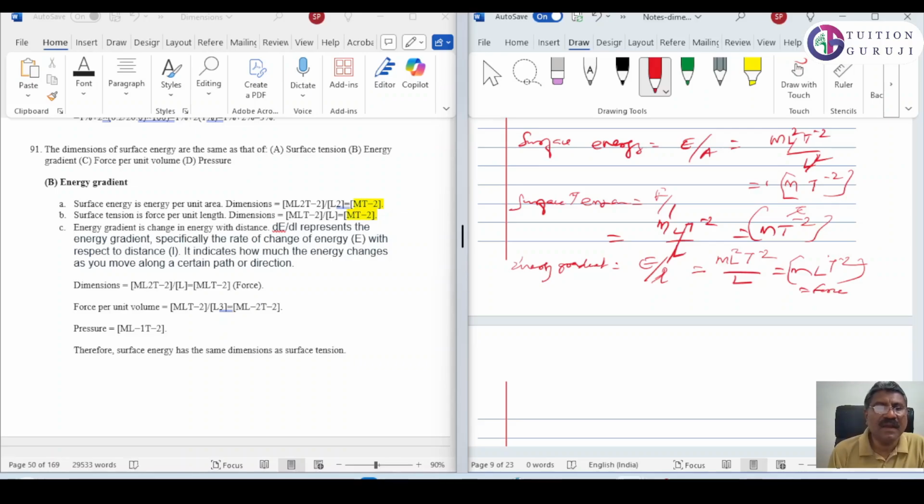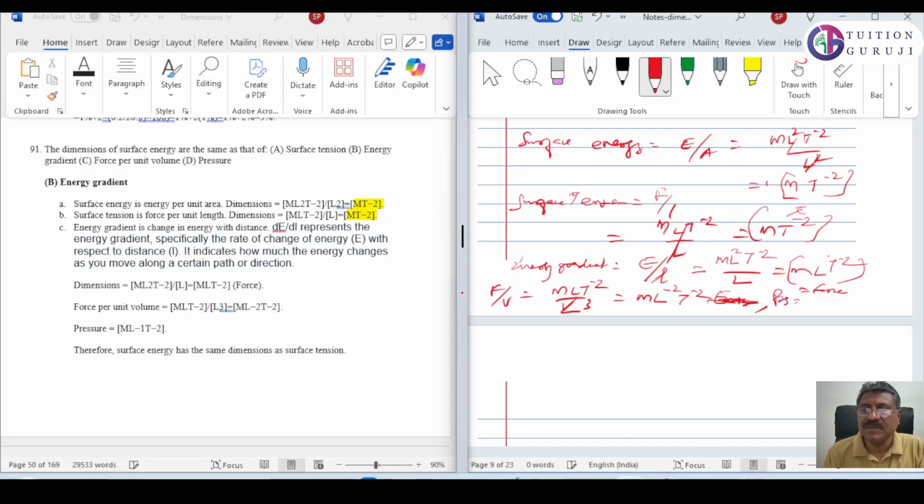Then we have force per unit volume. Force is M L T raised to minus 2 divided by volume, which is L cube. So what we will get is M L raised to minus 2 T raised to minus 2. It is actually energy. Sorry, it is not energy. Energy is M L square T raised to minus 2. This is M L raised to minus 2, so this is not energy actually. It is M L raised to minus 2 T raised to minus 2.